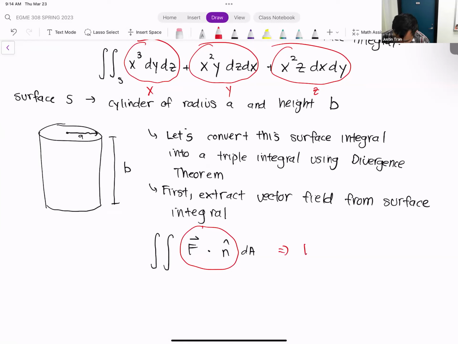And because of this, we can extrapolate that our vector field F is going to be those three components, minus the integration variables, so all the dy dz, dx are not going to be included. And so our F in this case is going to be x cubed, which is the first component there, x squared y, and x squared z. Those three came straight from the integrand. Any questions on how we extracted F, our vector field, from that integral there?